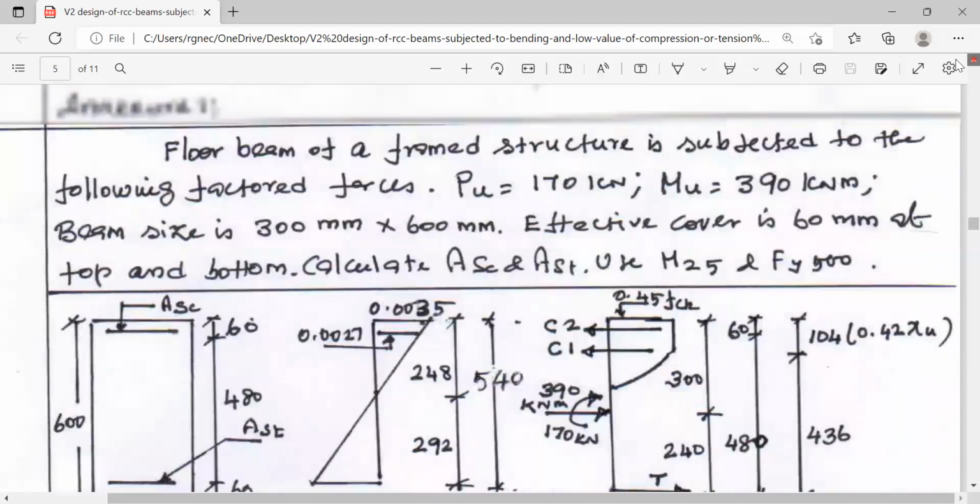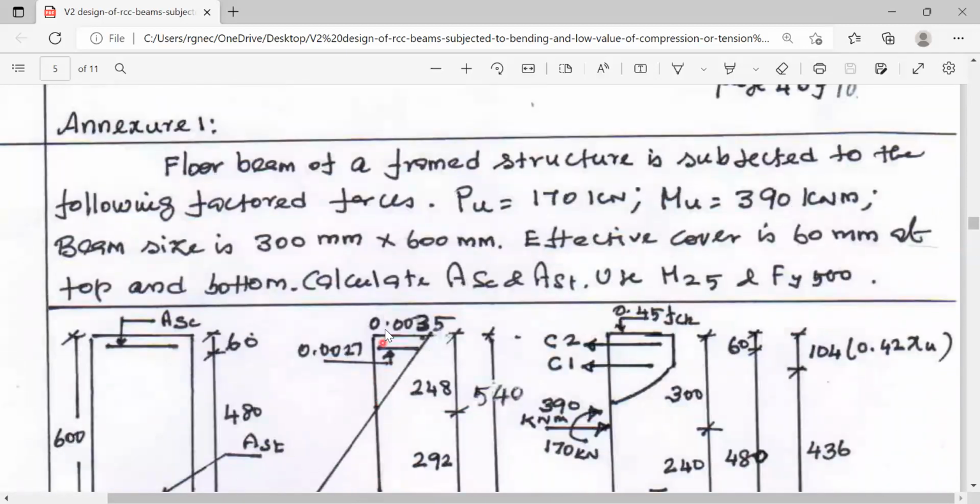Here we have assumed this as a balanced section so that the concrete is utilized to the maximum extent possible. It cannot be allowed beyond 0.46D. We have assumed up to 0.46D as a balanced section. You can assume any value for this XU, and for each and every value. For example, if you are assuming XU on the lower side, the compression generated by concrete will be more, and accordingly the value of C2 will work out more. Compression reinforcement will be more.